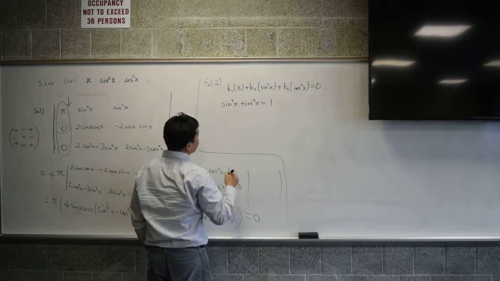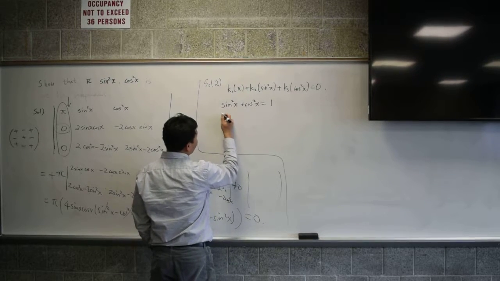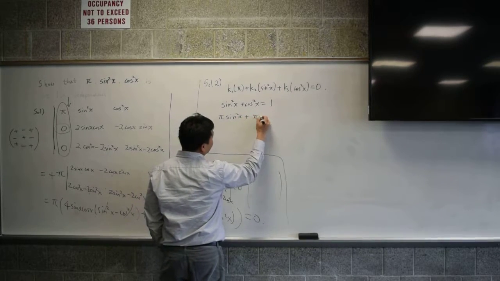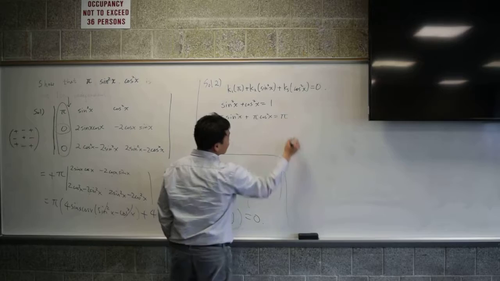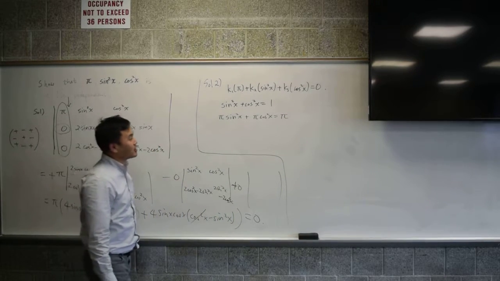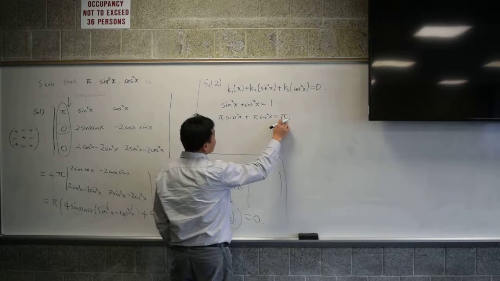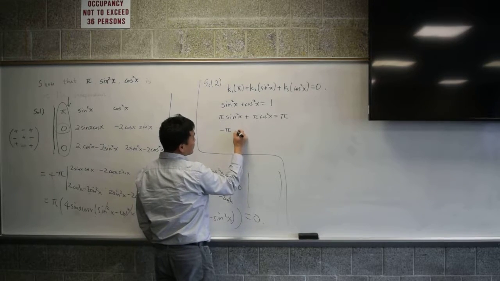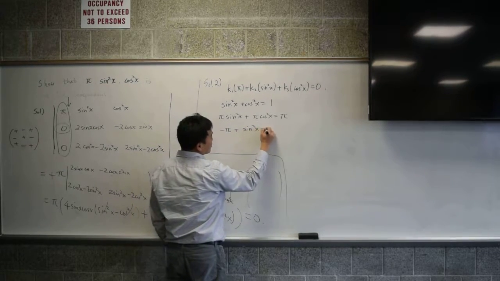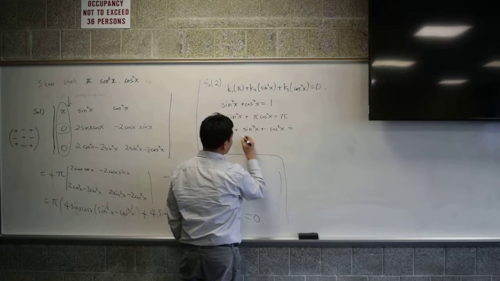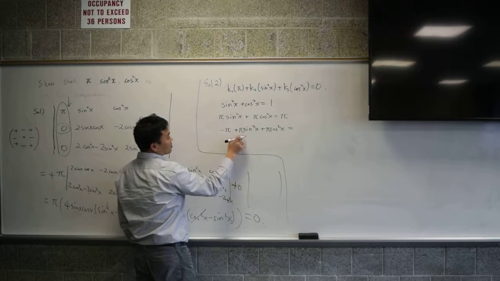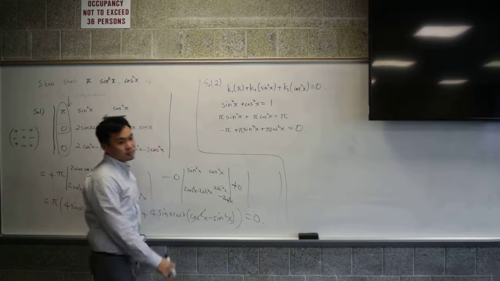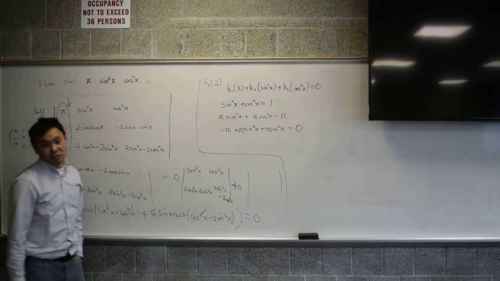So if I multiply by pi, here's what I have. Pi times sine squared of x plus pi times cosine squared of x equal to pi, right? I multiplied it by pi because then I can have this. Now I move this to the other side and I get negative pi plus pi times sine squared of x plus pi times cosine squared of x equal to 0. So I got this relation.